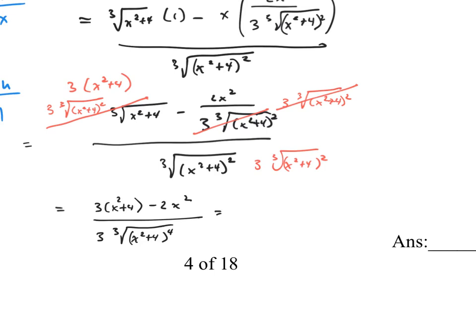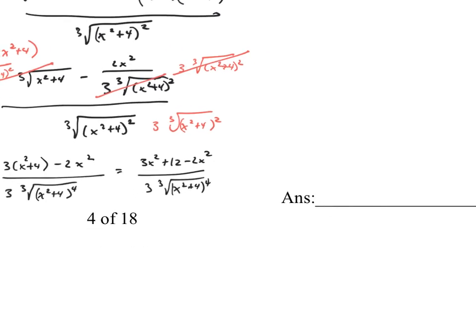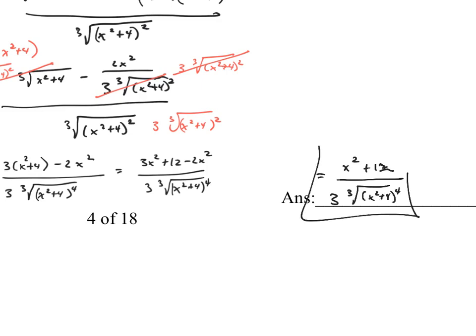Just do a little bit of cleaning up. What would that be? It would be 3x squared plus 12 minus 2x squared all over 3 times the cube root of x squared plus 4 raised to the 4th power. Let's just do a little bit of simplifying. How about that 3x squared with the 2x squared? We can just combine like terms, right? What are we left with? I'm going to go ahead and throw this in the answer blank because it's so close. 3x squared minus 2x squared would just be x squared plus 12 all over 3 times the cube root of x squared plus 4 raised to the 4th power.